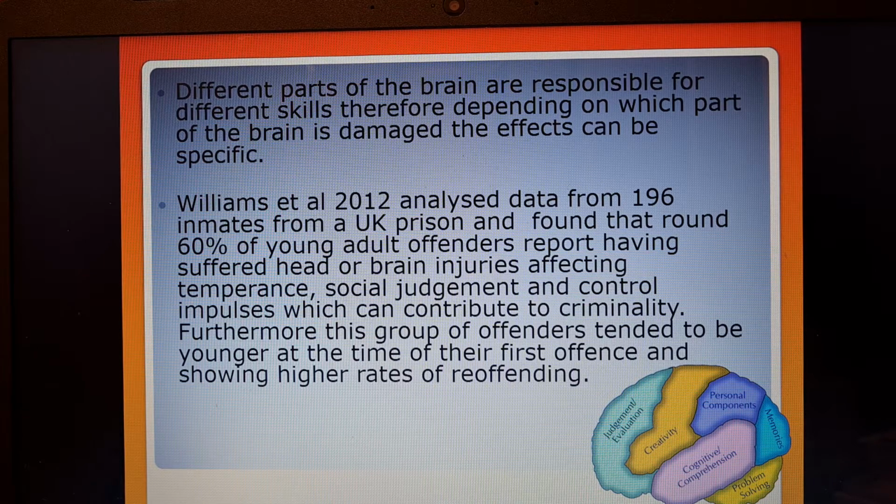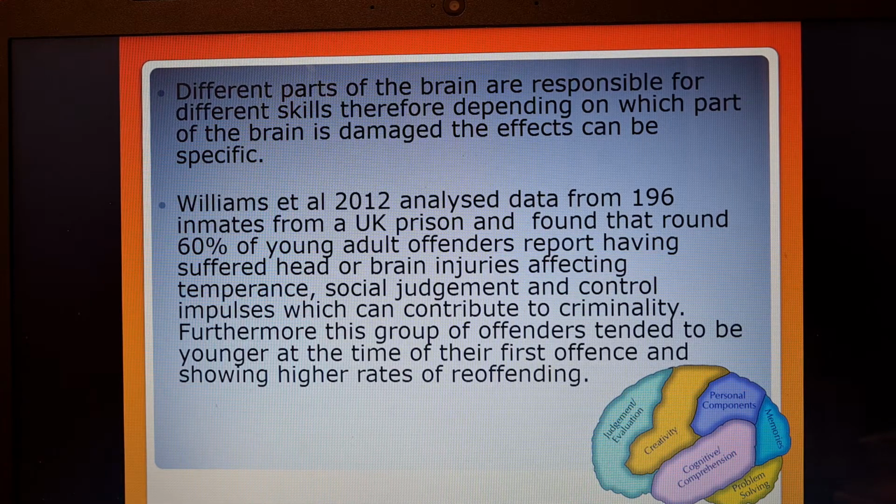In year 2012, Williams analysed data from 196 inmates or prisoners from UK prison, and what they found was that 60% of those young offenders did actually report having suffered a head or brain injury at some point. And they also found that this did affect their social judgment, their temperance, and even control impulses, which all do sort of contribute to criminal behaviour as well.